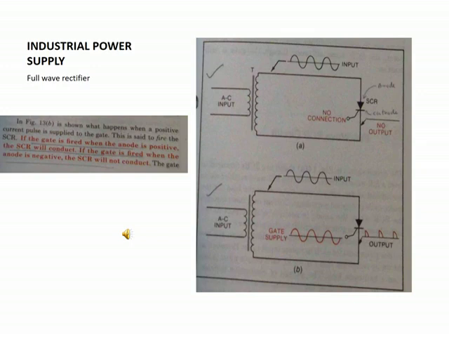The gate supply is derived from the AC input. We step down the AC input so the AC voltage is reduced, and the gate supply is also AC. In this case, the output will be a DC voltage. The figure shows what happens when a positive current is supplied to the gate. This is said to fire the SCR, the silicon controlled rectifier. If the gate is fired when the anode is positive, the SCR will conduct. If the gate is fired when the anode is negative, the SCR will not conduct. This is the operation principle of the SCR.